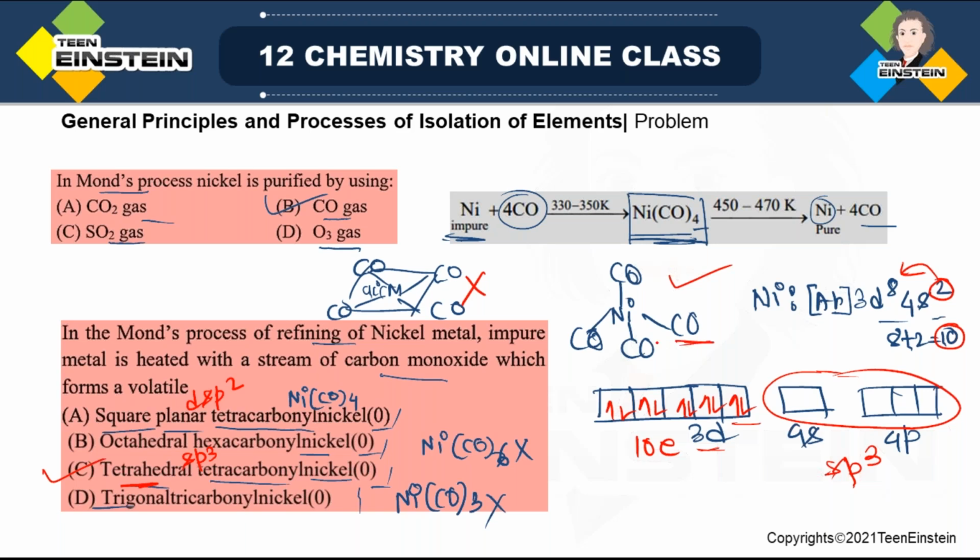And this type of pairing will be possible because carbon monoxide is a strong field ligand. This concept is from a different chapter, that is coordination compounds, and that will be discussed separately. But remember, when it is a strong field ligand, there will be pairing of electrons. Okay, is there any doubt? Are both the problems clear?